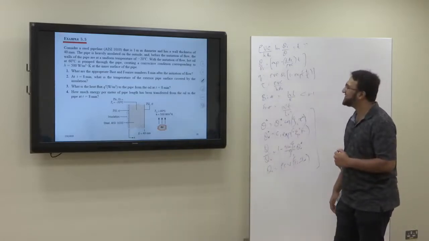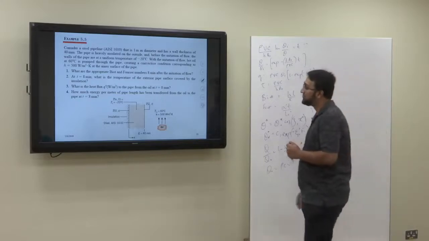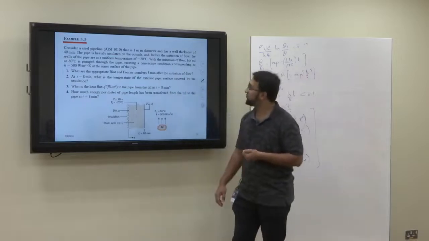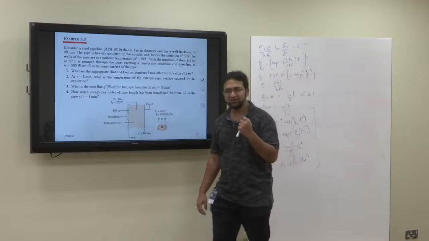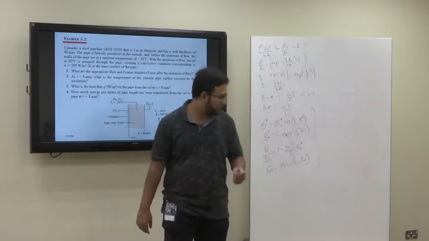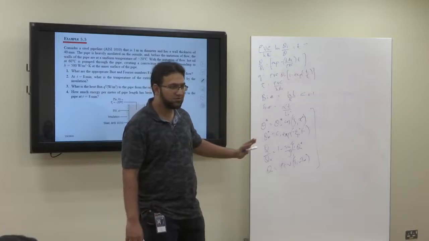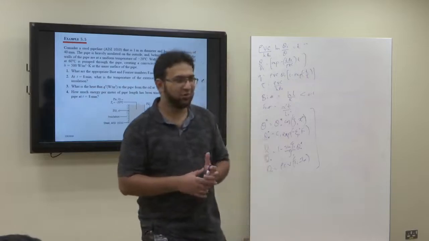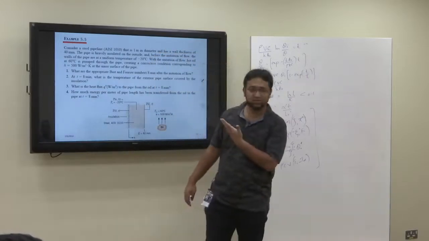Okay, so let's have a numerical problem related to it. Consider a steel pipeline that is 1 meter in diameter. This is an interesting case. We put the formulas for only the plane wall. We did not put any formula for the cylindrical rod or for the sphere. But we are considering the case of a pipe.